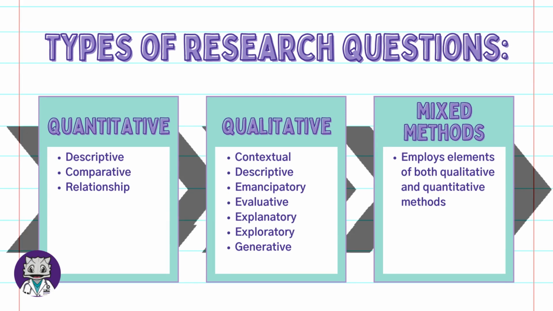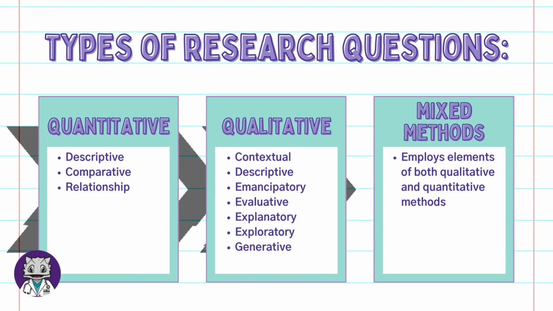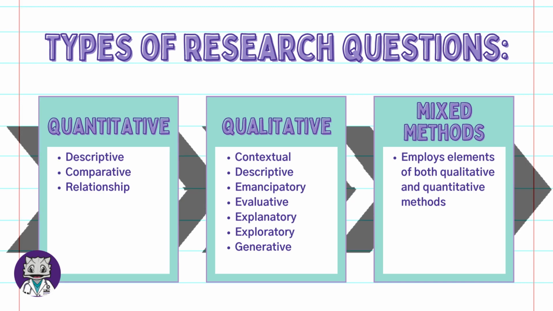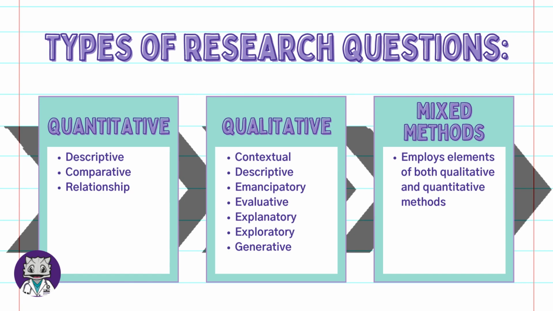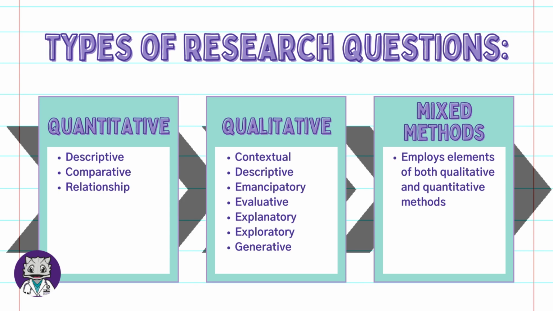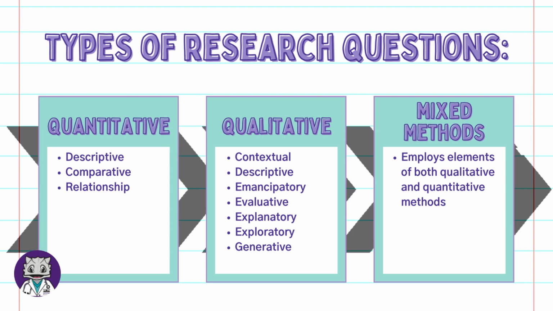They are quantitative, qualitative, and mixed methods. Quantitative research questions include precise populations to be studied, dependent and independent variables. This method will establish a link between research question and research design. Lastly, there are three categories for quantitative research questions: descriptive, comparative, and relationship.